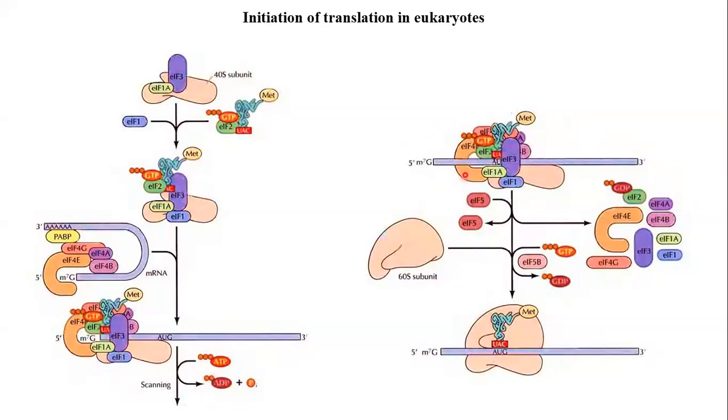And now you can see here the scanning, and the scanning requires ATP. It's an energy consuming process. Now you can see this complex has moved and now it has found the AUG codon, which is the initiation codon, and it has correctly positioned itself at the AUG codon.